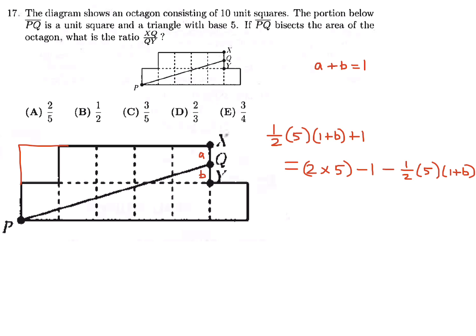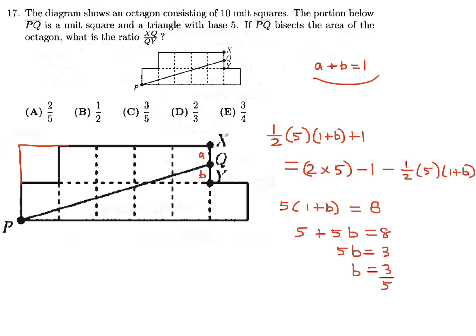These guys, if you put them on one side, it just becomes 5 times 1 plus b. And then all the numbers, put it on one side. This is going to be 9 minus 1, which is 8. And then, let's see here. Sorry, 10 minus 1, which is 9. And then if you bring the 1 and subtract that, it'll be 8. Okay, so there we go. So expanding, you get 5 plus 5b is equal to 8. And then 5b is therefore equal to 3. And then b is equal to 3 over 5. And then a plus b was 1, so therefore a is 2 over 5.